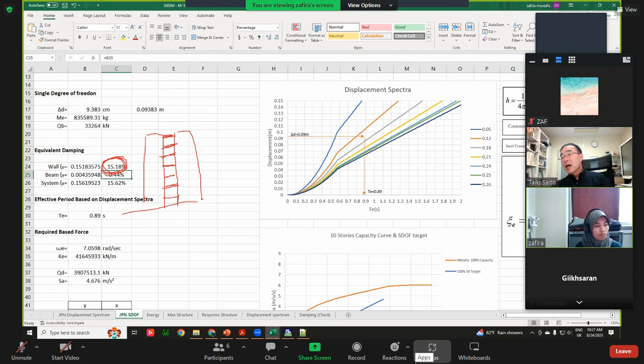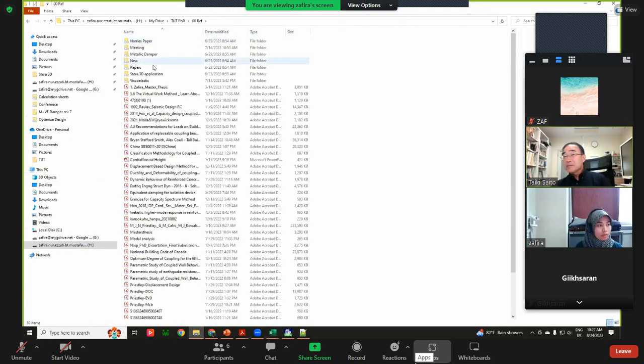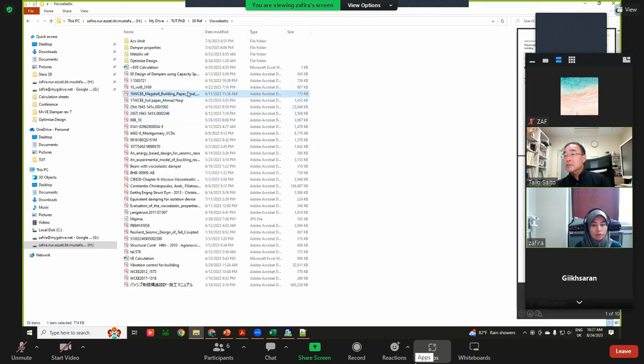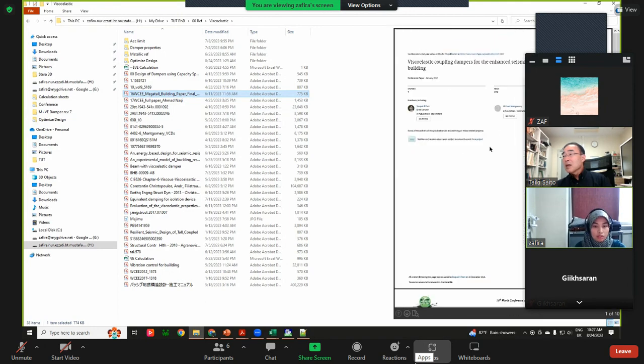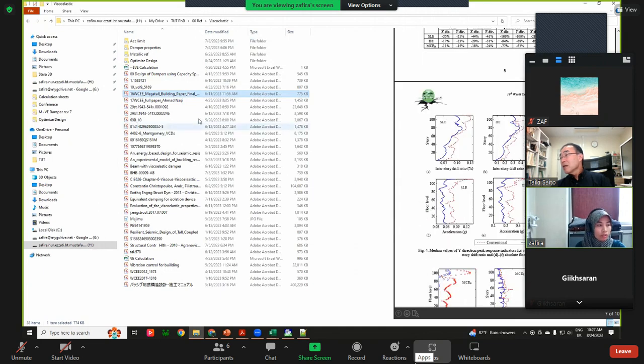Okay. How about the design of the viscoelastic damper? I mean the reference. I forgot the name of the person. There's a study of a coupling wall with viscoelastic dampers. Is it this one, only viscoelastic? Is it from Canada?